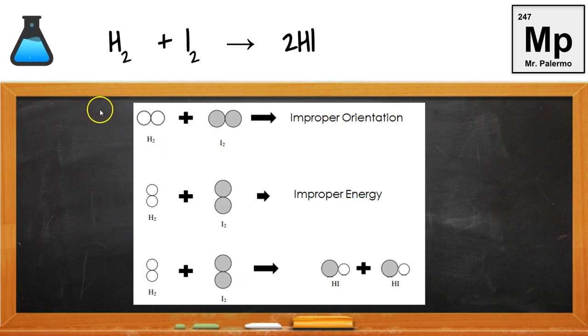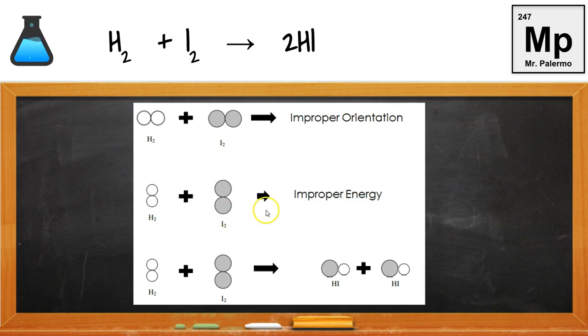For example, for this reaction to take place between hydrogen and iodine to form HI, we must have the right angle or orientation and the right amount of energy. You can see here an example of improper orientation. They're not aligned properly. This H is going to interact with this I, but the outer H and I are not going to collide or interact, and therefore this reaction won't take place.